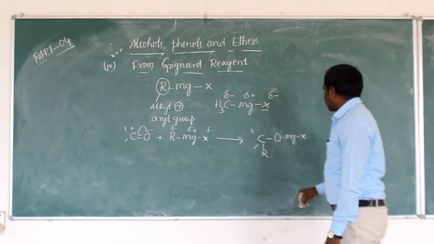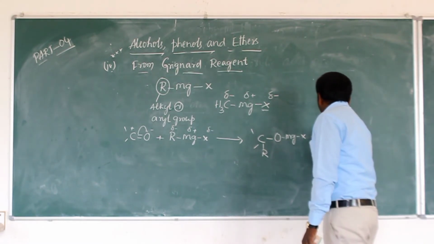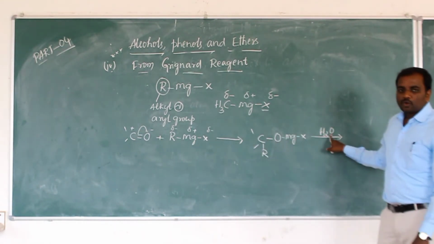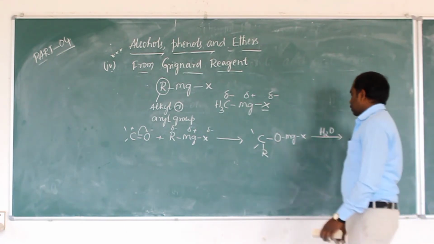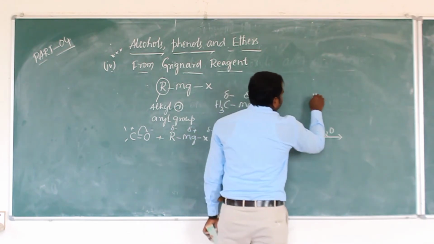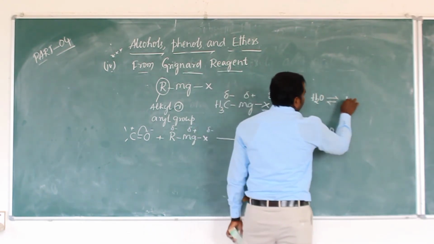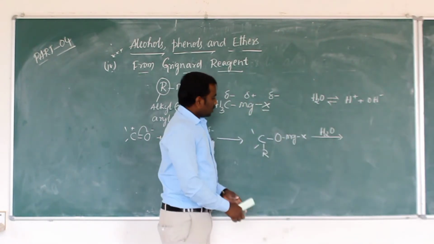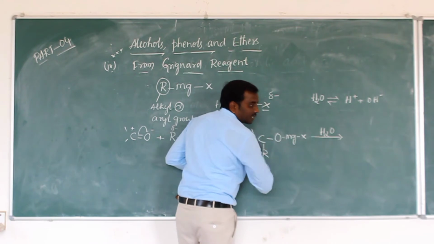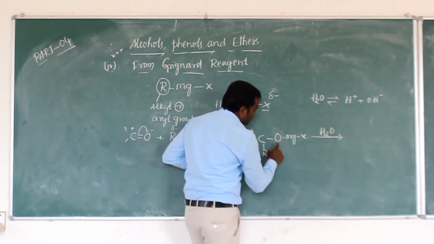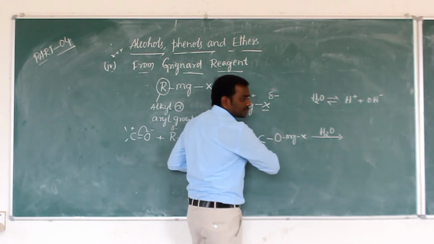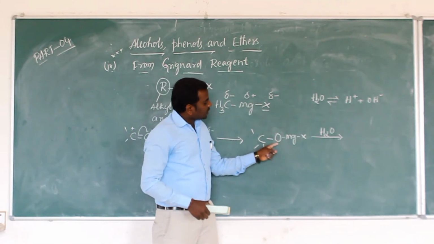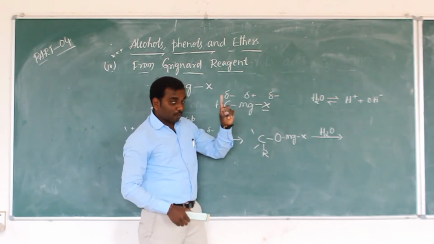And again, this reaction is done using water. Water dissociates in the form of H plus and OH minus. Is it clear? H plus and OH minus. See here, in the case of OMgX, compared to these two elements, oxygen and magnesium, oxygen is the more electronegative element than magnesium. That's why this oxygen carries a negative charge, and this magnesium carries a partially positive charge.